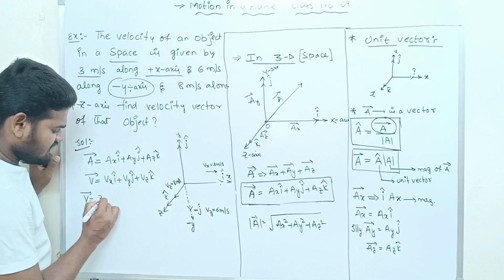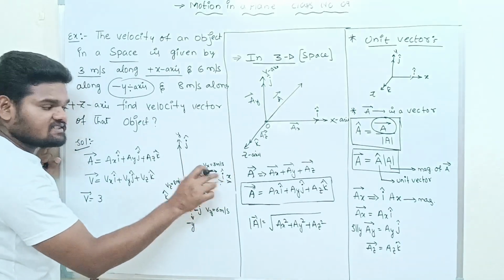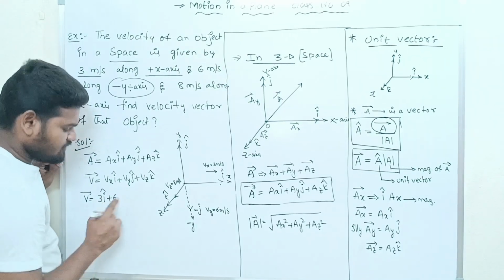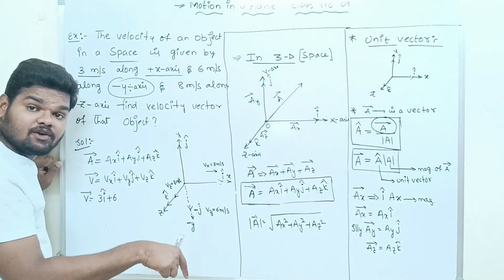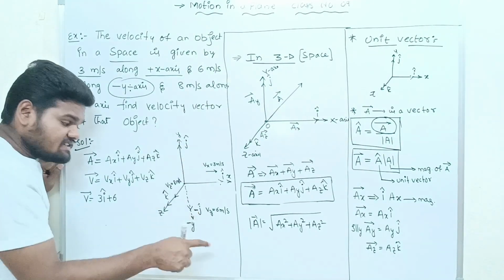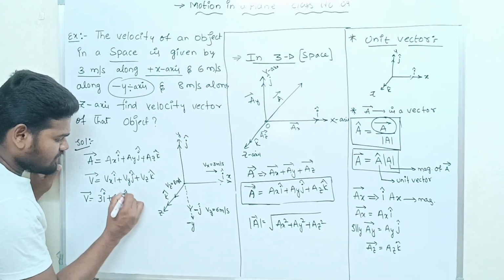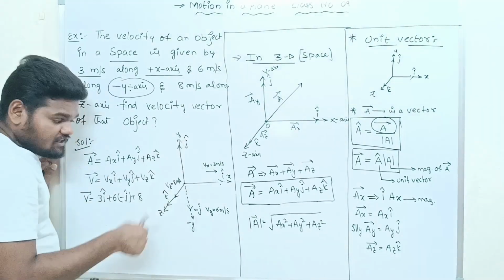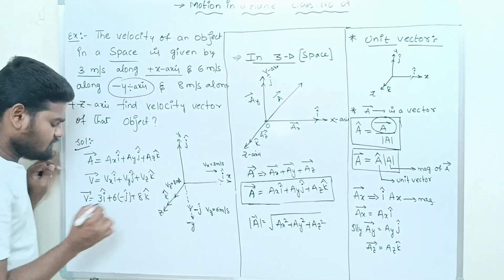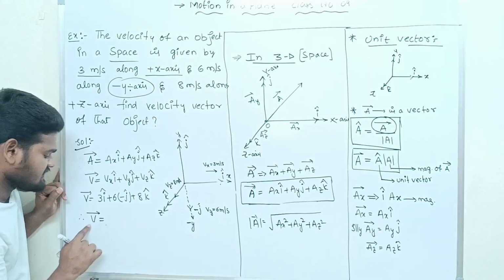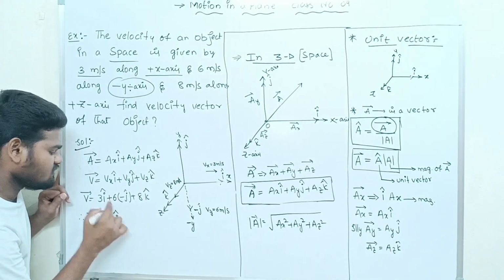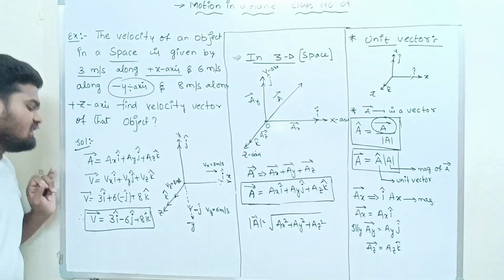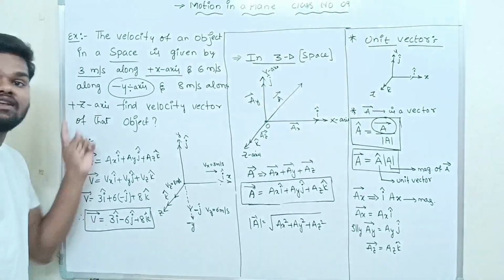That's it. So v bar vector is equal to, what is v_x? v_x is equal to 3, and this velocity is along the positive x-axis, so its unit vector is i cap. What is v_y? 6 meter per second, along the negative y direction. What is its unit vector? Minus j cap. Plus v_z, along the positive z direction. What is the velocity? 8. What is its unit vector? k cap. Therefore, the velocity vector v bar is given by 3 i cap plus minus 6 j cap plus 8 k cap. So this is the equation for the velocity vector from the given question.